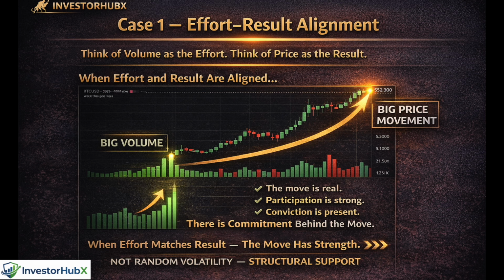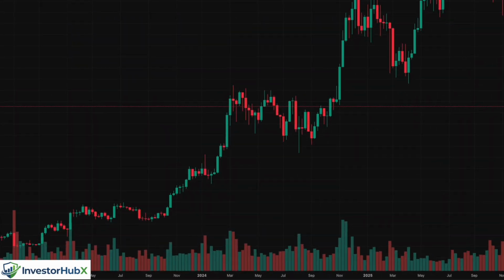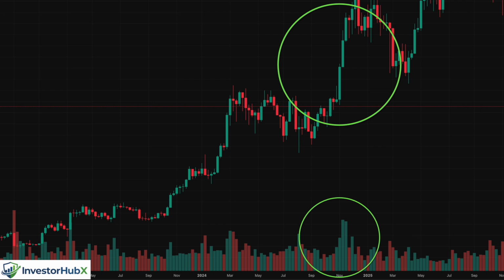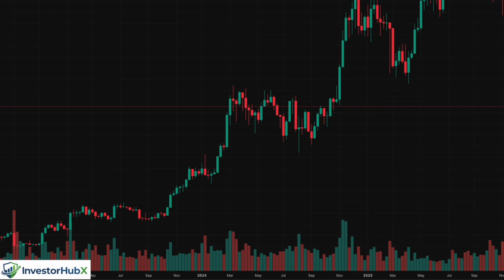This is not random volatility. This is structural support from real market participants. When effort matches result, the move has strength, and strength can sustain. This is the Bitcoin chart on the weekly time frame. Notice the large volume spikes here and how price follows. Volume expands, price expands. That tells us the move is real. It's fueled by strong participation and conviction. Effort matches result. This is effort-result alignment.